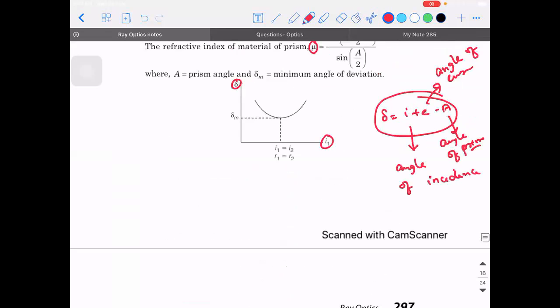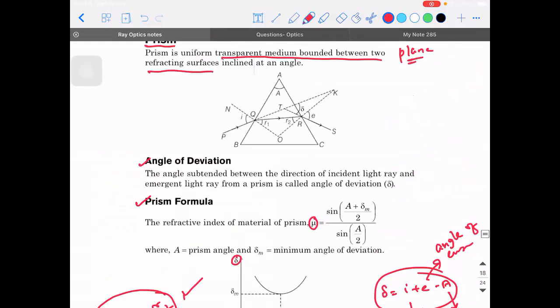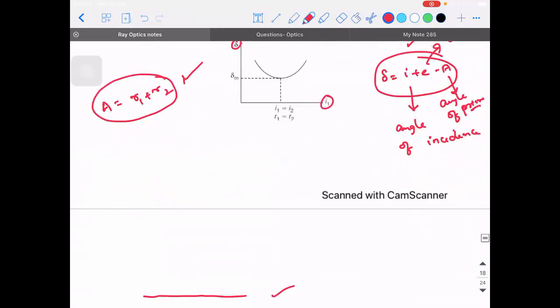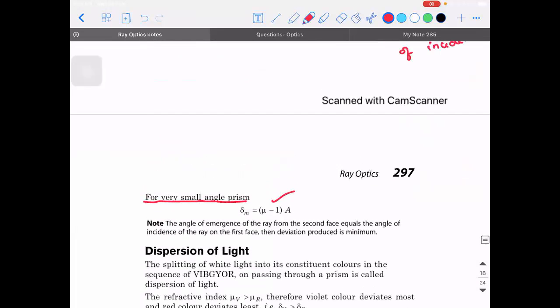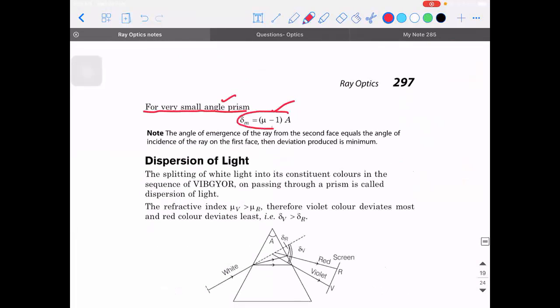One more point is, in the derivation, do you guys remember A is equal to r1 plus r2? You guys remember this formula? Yes, sir. You have to know this stuff, like how we discussed yesterday, an intermediate step may also come, so it is better you know that value. So A is equal to r1 plus r2, delta is equal to I plus E minus A. And when you talk about a small prism, the angle of minimum deviation is given by (mu minus 1) into A, where mu stands for the refractive index of the prism, A stands for the angle of the prism.